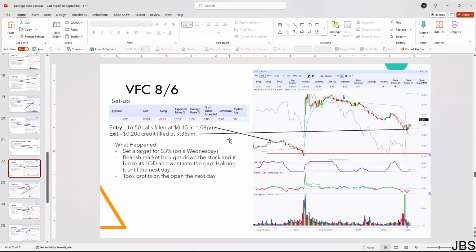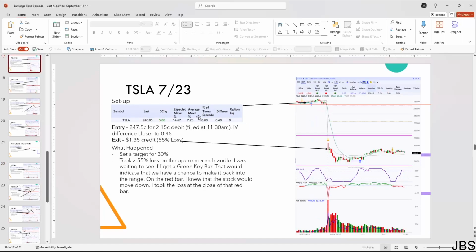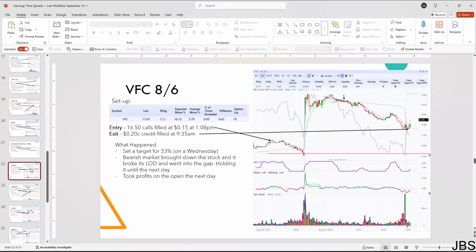Okay, VFC. This was an interesting trade for me because usually I take profits more nimbly, but this one I actually held onto. So here's the setup. Again, pretty much every setup I have, I think outside of Tesla last month, this was a little bit too low for me. It was 40 instead of 50, but still not terrible. So good price is good enough. And good difference, good OL.